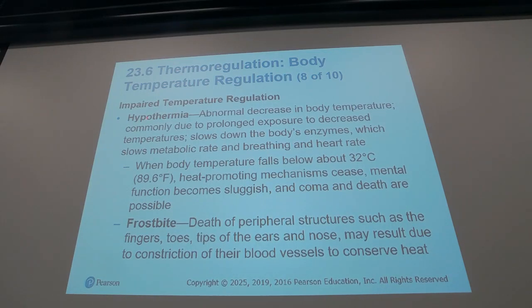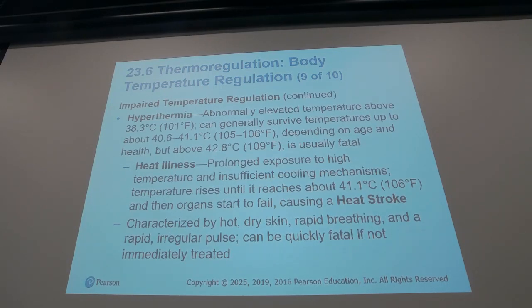So, decreased body temperature is known as hypothermia. It is when the body temperature drops below 32 degrees Celsius or 89.6 Fahrenheit. If it happens in distal areas of the body like the toes or the fingers, that can lead to frostbite. So that leads to severe vasoconstriction of the blood vessels, and that can lead to necrosis. People have lost toes and fingers due to frostbite.